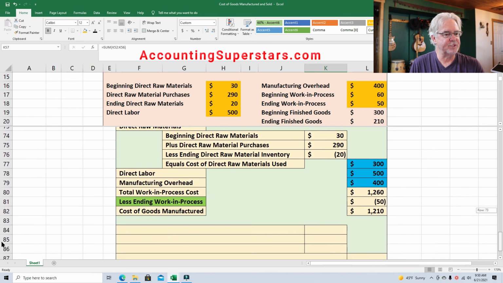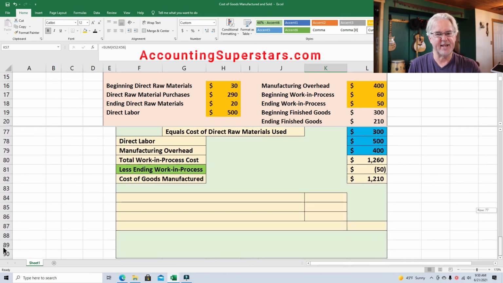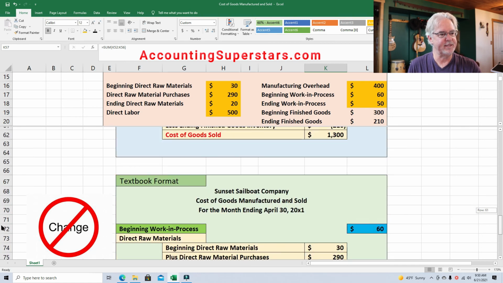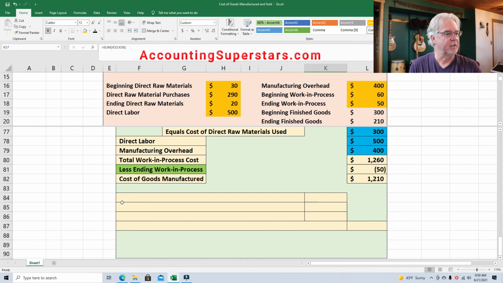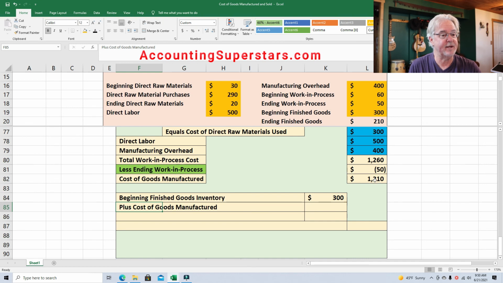So coming down here, let's do the last section. Now the last section is identical to what we've already done. What we did right here, finished goods, exact same thing. What we did up here, no different. So here you go. Beginning finished goods inventory. Where do we get the number? $300 right there. And let me put it in the right place. There it is. Came from right there. All right. And then we're going to add in cost of goods manufactured. And we get that number right from here. So this number here, I'll highlight that. It's going to come down right into this spot right there.